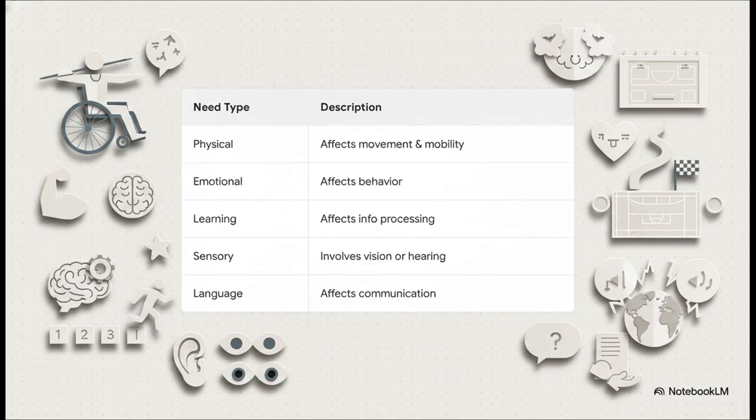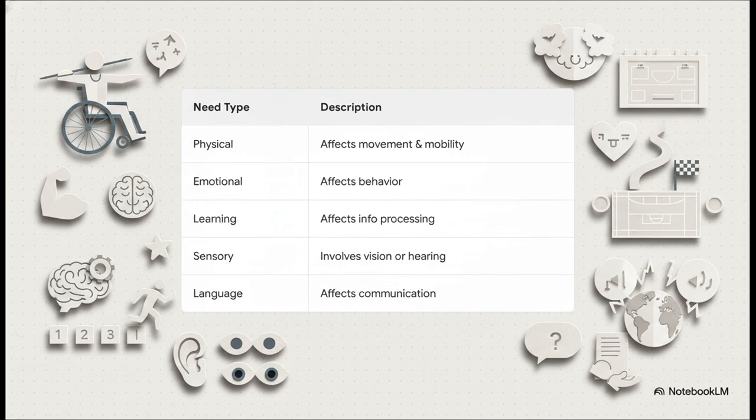Next, emotional challenges. This might affect how a student regulates their behavior during a really heated, competitive game. Then we have learning disabilities, which affect how a student processes information. Maybe they have a hard time remembering a complex set of multi-step instructions you just gave. We also have language differences, where variations in English proficiency might affect a student's grasp of the game rules.